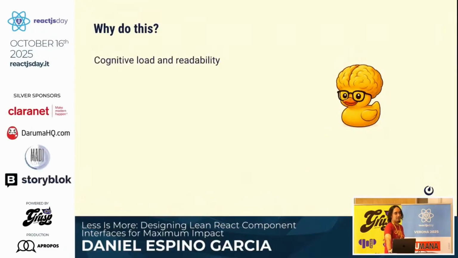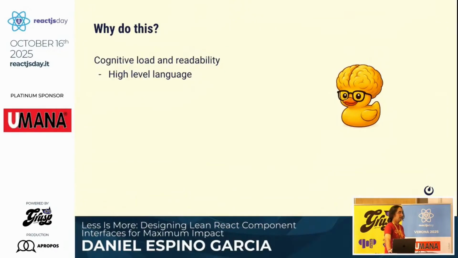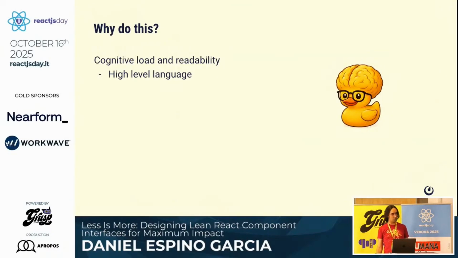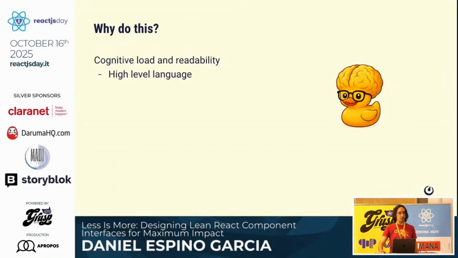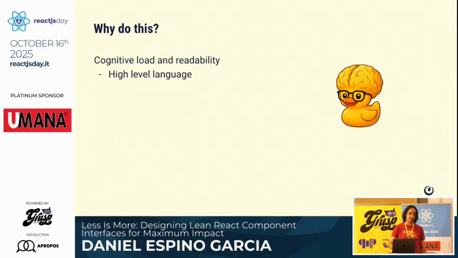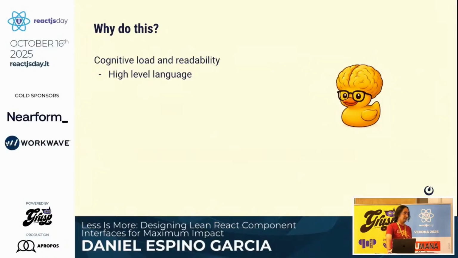First of all is cognitive load and readability. If we reduce the interface as much as possible, we probably are going to talk in a higher level language, a language that hopefully even our friends in design or our friends in sales could understand. A language that tells us what the component actually does, and not the implementation details.